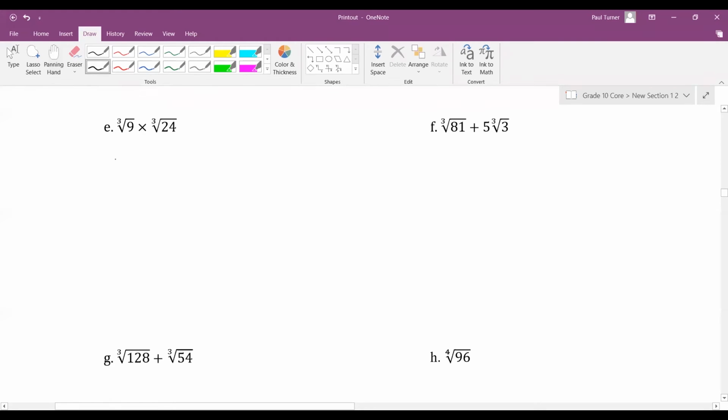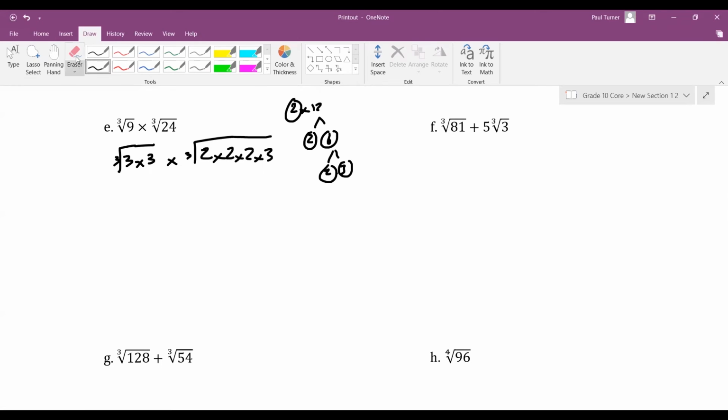Again, just break up your 9 and your 24. So 9 is 3 times 3. Cube root 24. So what's 24? 2 times 12. 12 is 2 times 6. 6 is 2 times 3. So 2, 2, 2, 3. Right, you can continue that and see if you can finish it.